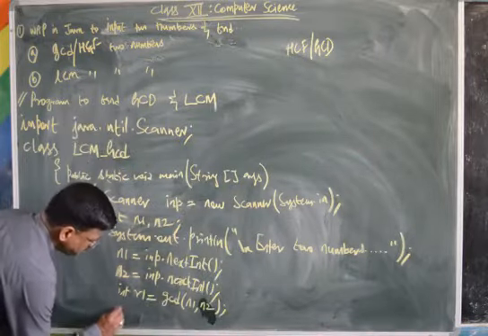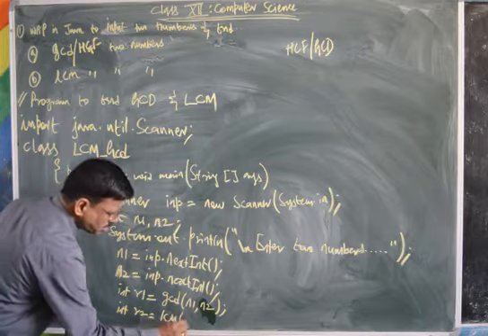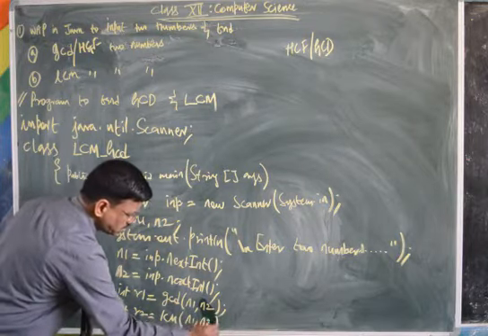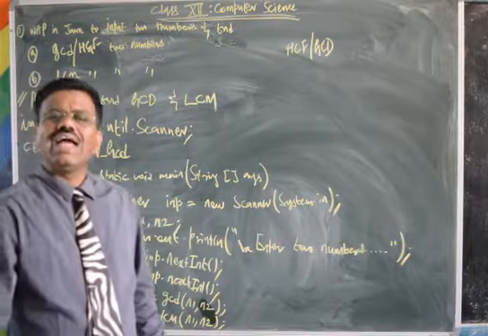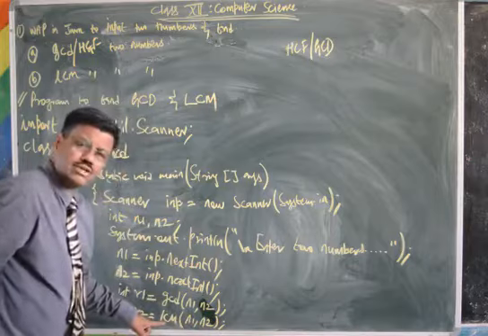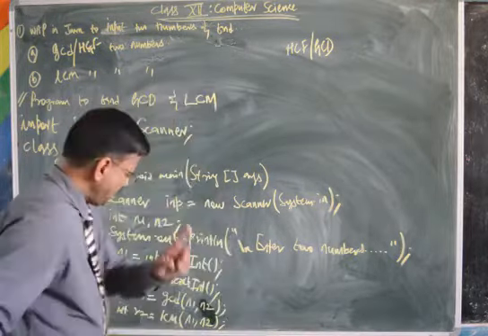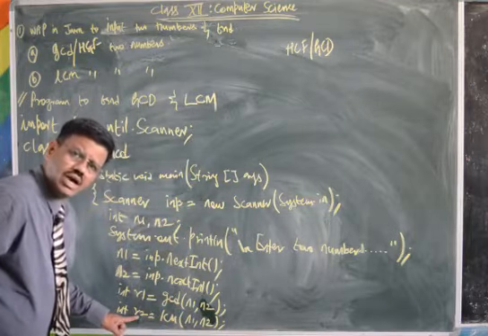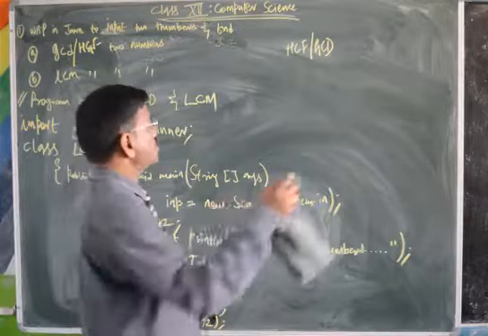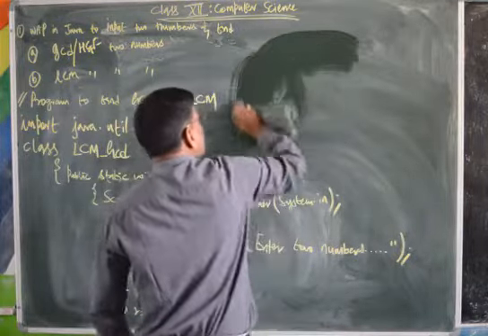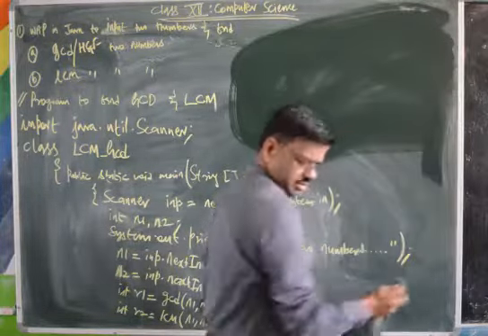Similarly, integer result 2. What happens is N1 and N2 I send to a method called LCM. It goes and finds the LCM value, which will be returned and stored in R2, which I am going to display right now in the main method. What I am going to display? LCM of these two numbers.